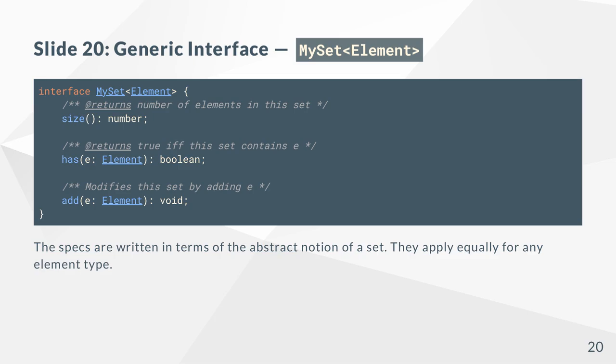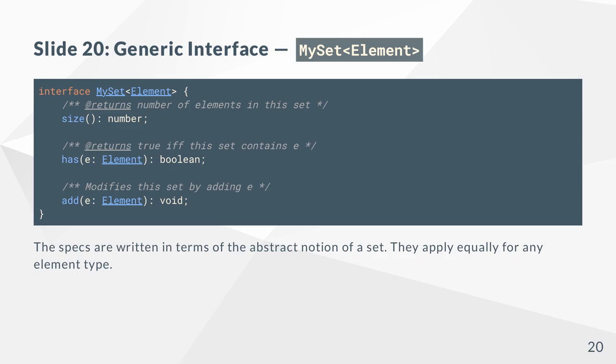Here is the full MySet generic interface. size returns the number of elements, has checks membership. add modifies the set by inserting an element. These specs are written entirely in terms of the abstract notion of a set. They say nothing about how the set is stored.